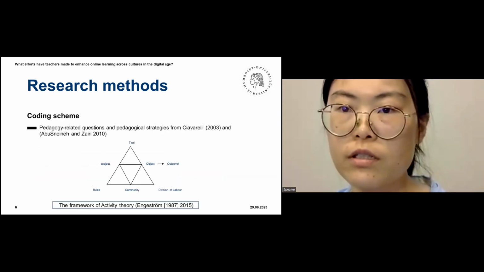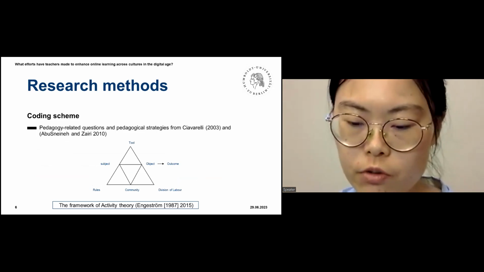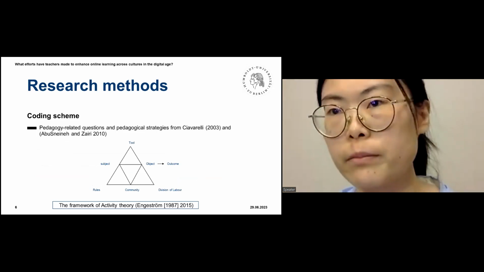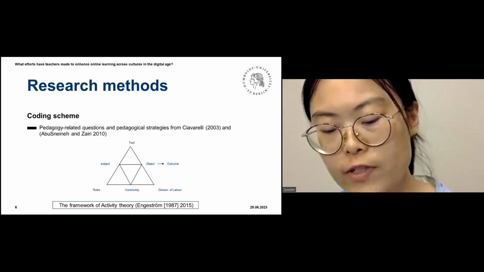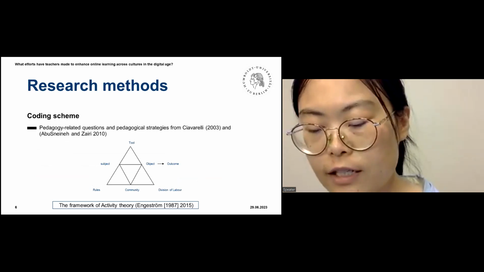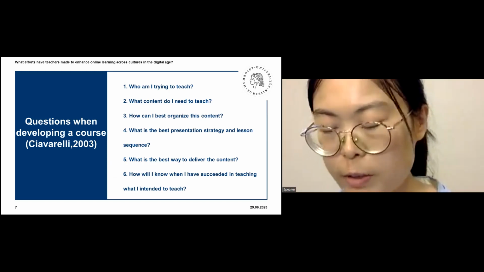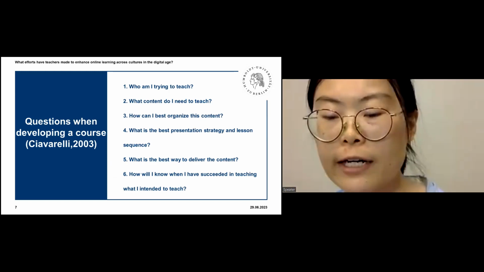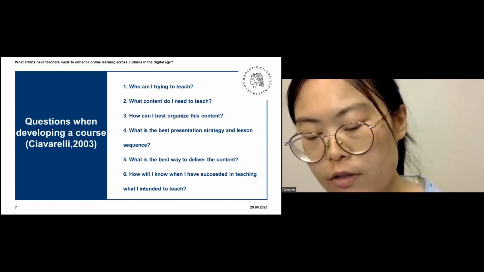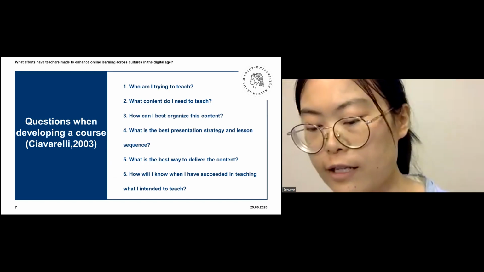After identifying the articles, we used a coding scheme to extract keywords from the selected articles. The coding scheme combines the framework of activity theory and pedagogy-related questions from existing articles. These questions are something like: for this semester or this course, who am I trying to teach? That's about learners' characteristics. Second, what content do I need to teach? Third, how can I best organize this content? And fourth, what are the basic presentation strategies and lesson sequence?